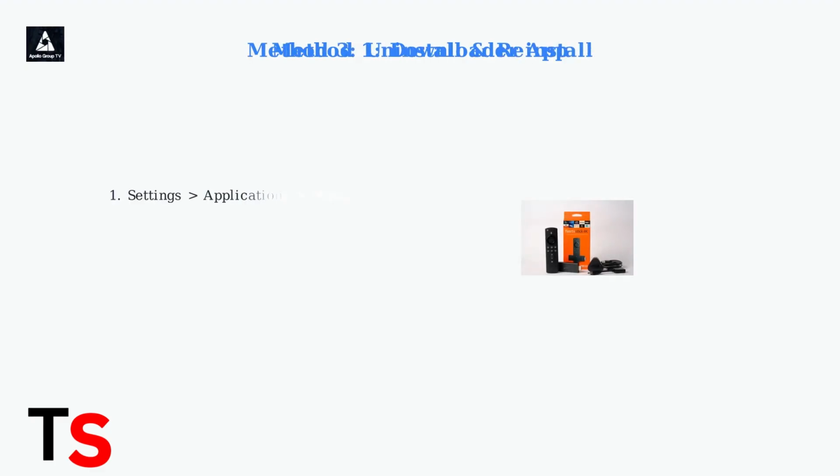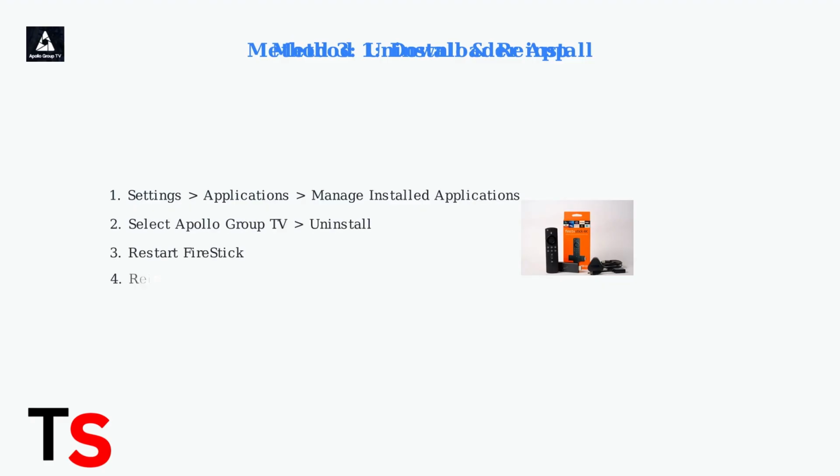Method 3 is the last resort. Uninstall and reinstall. Go to Settings, Applications, Manage Installed Applications, select Apollo Group TV, and uninstall. Restart your Fire Stick, then reinstall using the Downloader app.